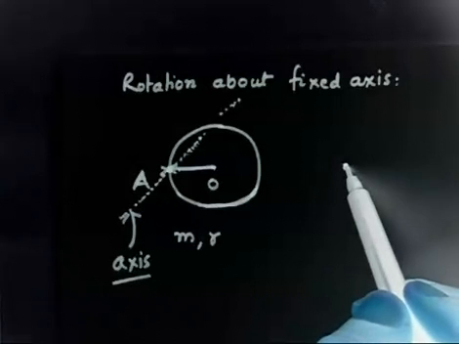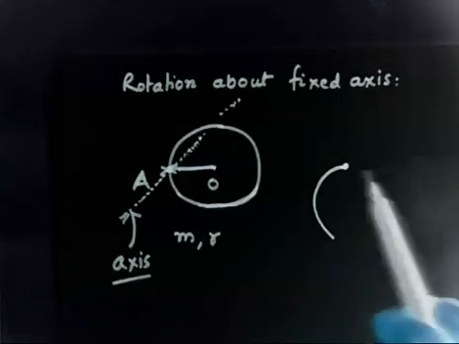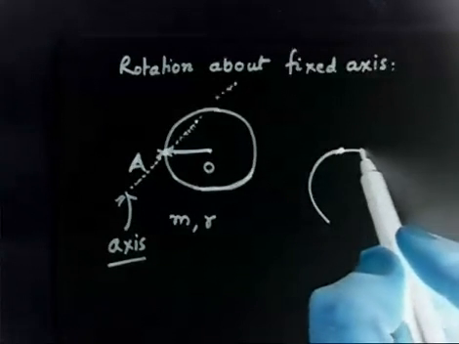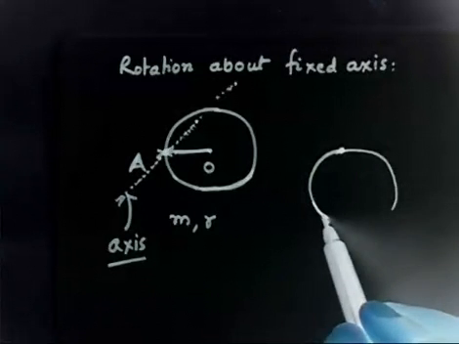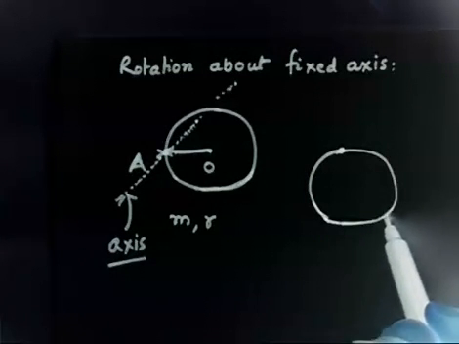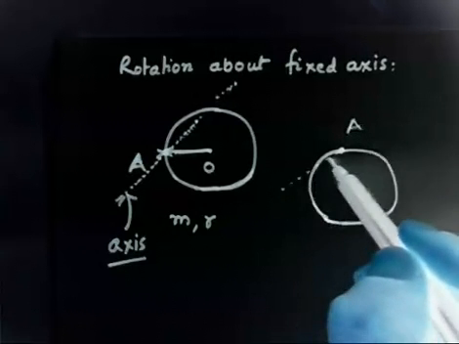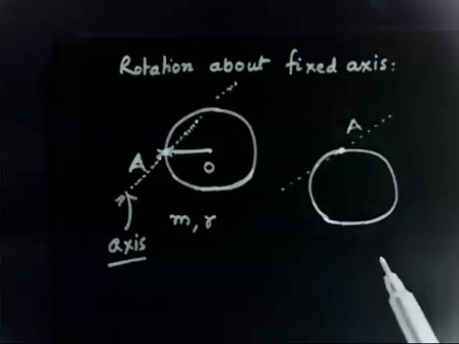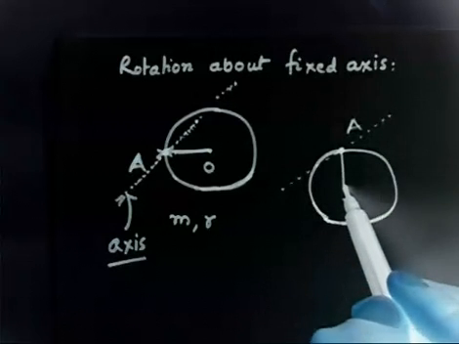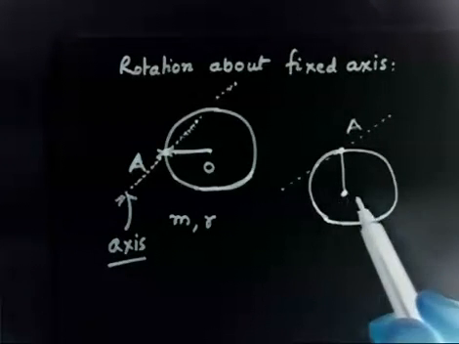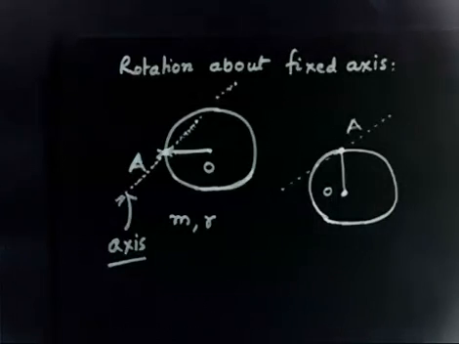So this point is A. Now it has rotated and it will become something like this. So this is point A. Are you getting or not? If you rotate this one, it is rotating. Now this point will come here. So this is O, the center, here. Are you getting or not?